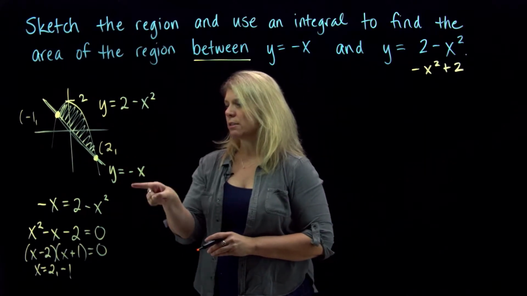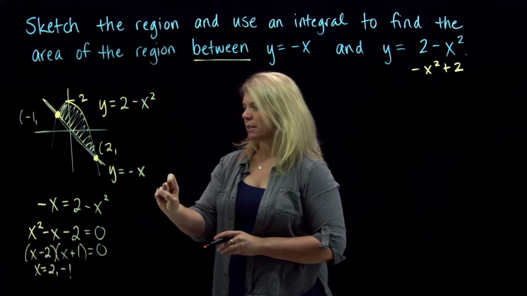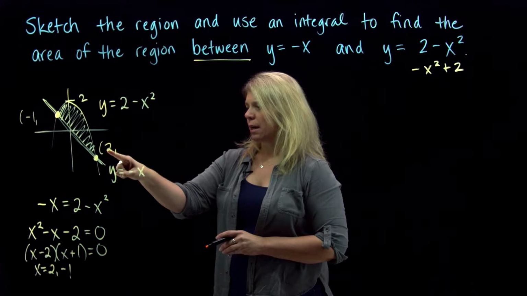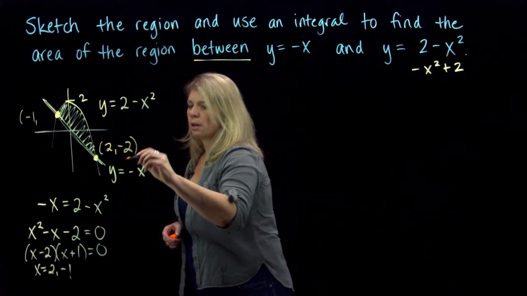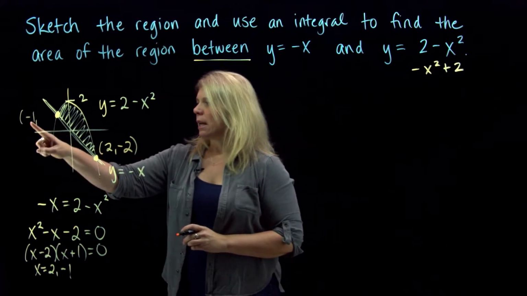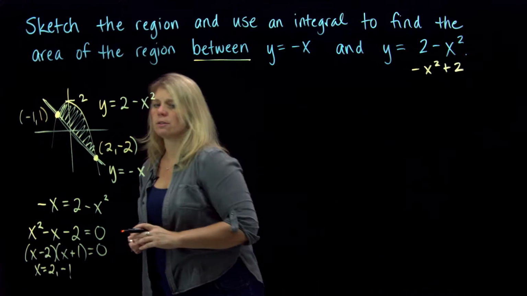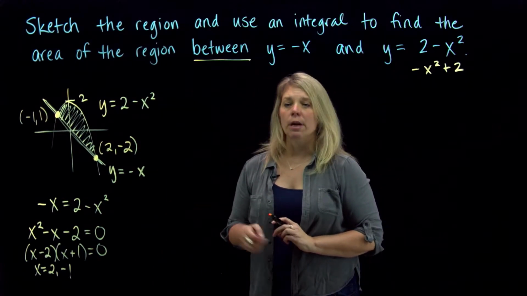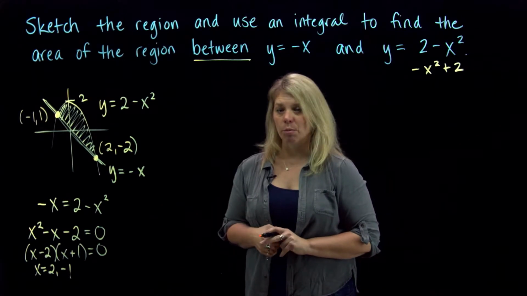I can use either of these 2 equations to find the y coordinates of those points, but my y equals negative x is maybe easier. So if I put x equals 2 into that equation, I get y equals -2. And if I put x equals -1 into the equation of my line, I get y equals 1. All right, so one important thing to do here, even if it doesn't tell you to sketch the region, would be to find these intersection points.